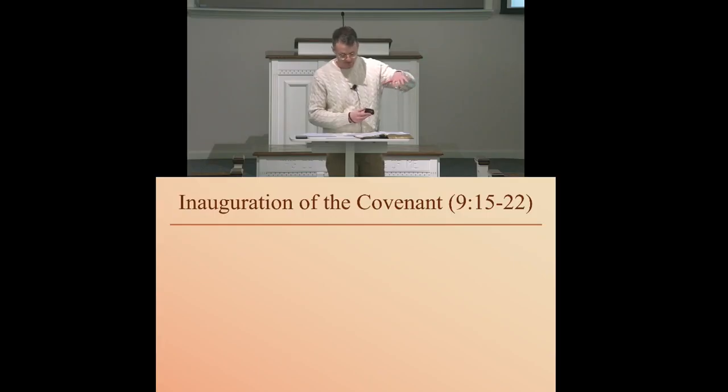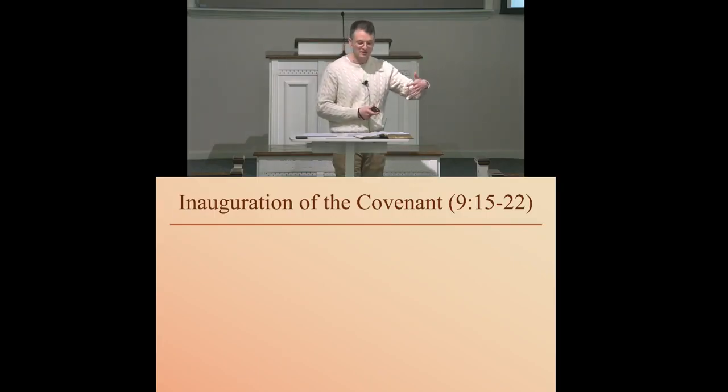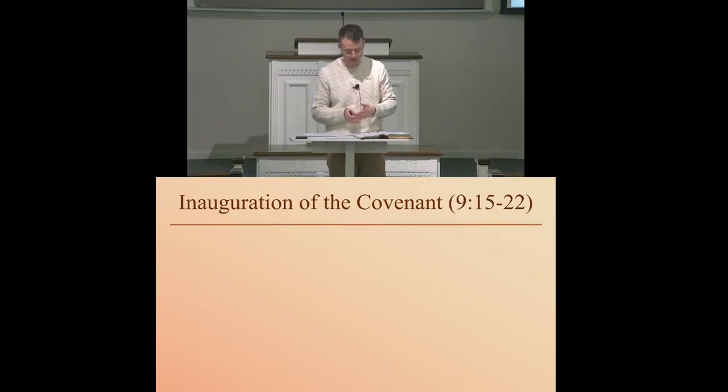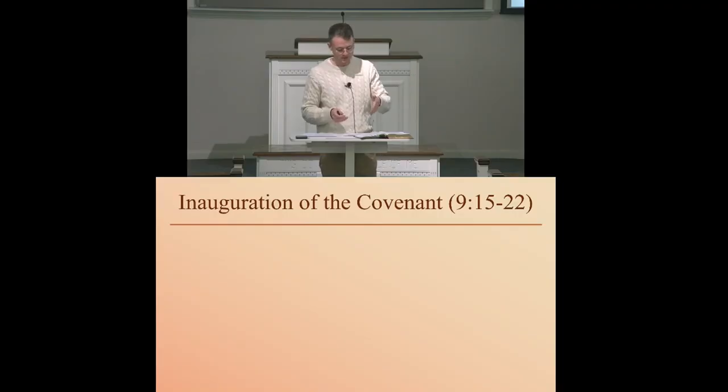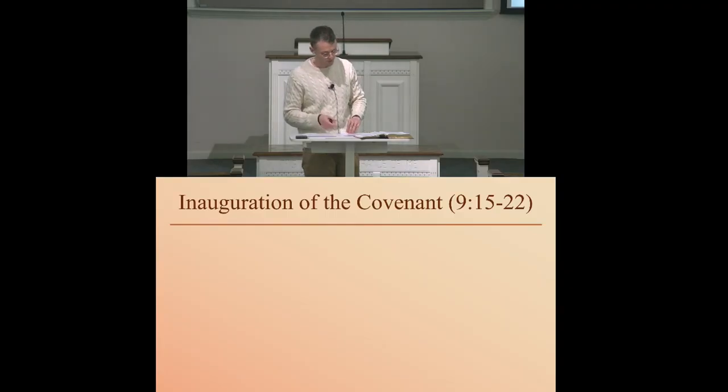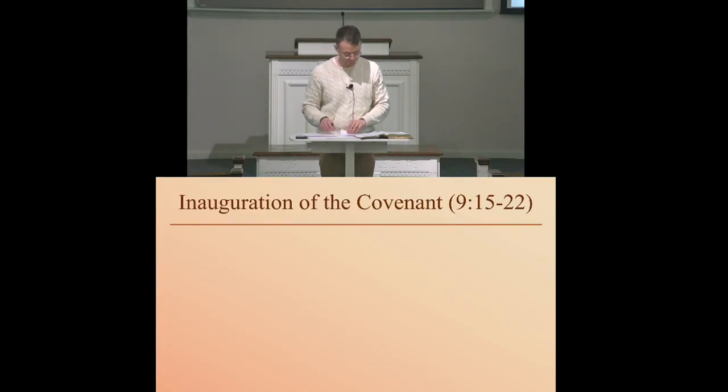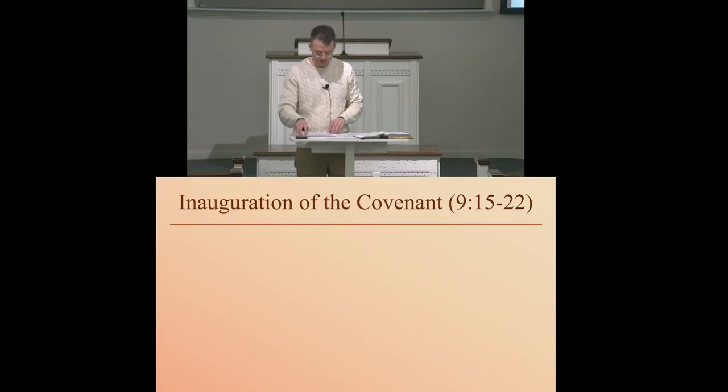Therefore, Christ is the mediator of a new covenant, so that those who were called may receive the promised eternal inheritance, since a death has occurred that redeems them from the transgressions committed under the first covenant. For where a will is involved, the death of the one who made it must be established. For a will takes effect only at death, since it is not in force as long as the one who made it is alive. Therefore, not even the first covenant was inaugurated without blood.